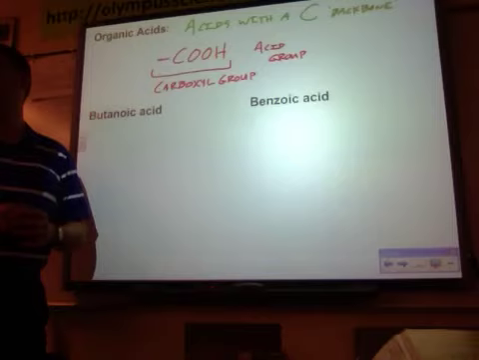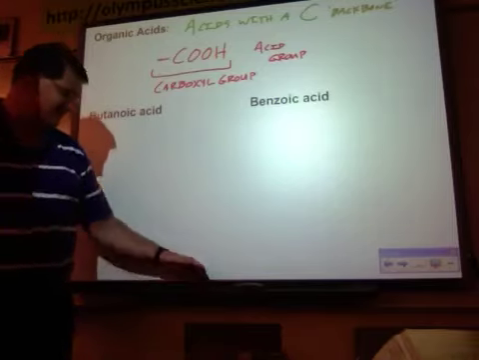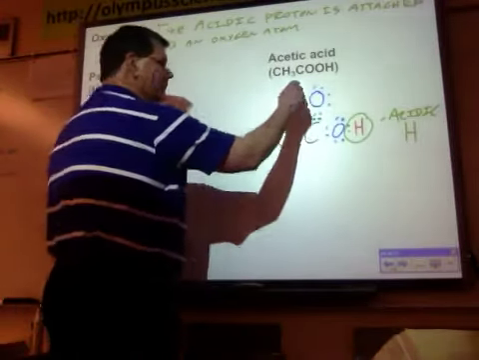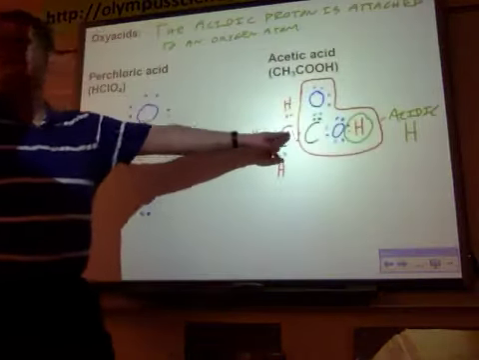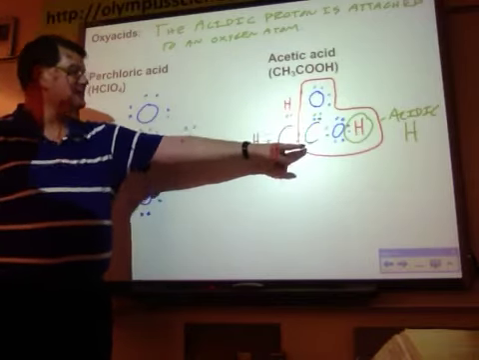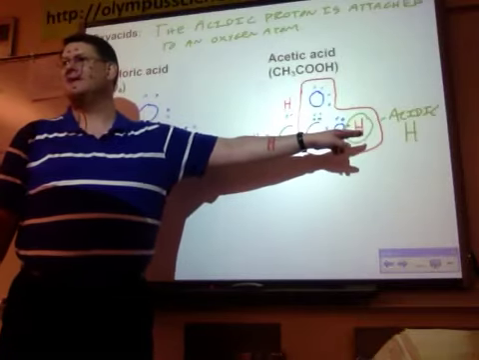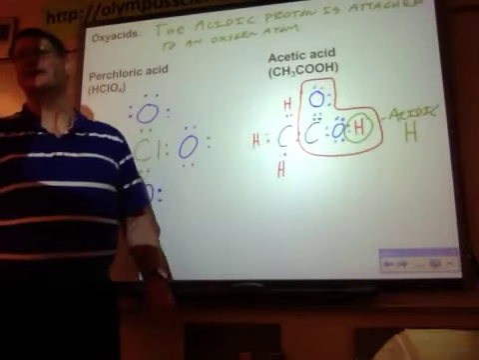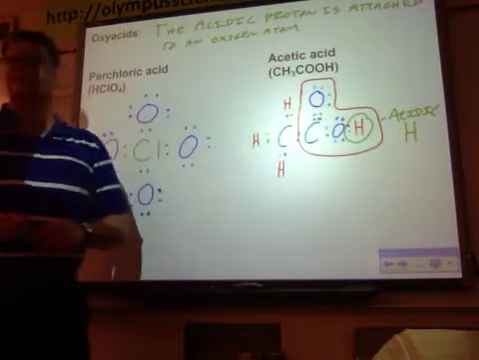If we were to go back and look at acetic acid that we just got done with, there's your group. That carbon double bonded to oxygen, single bonded to oxygen, which is in turn single bonded to a hydrogen. That's where the acidic hydrogen is. That's what makes vinegar an acid, is that combination of those four atoms right there. Okay?